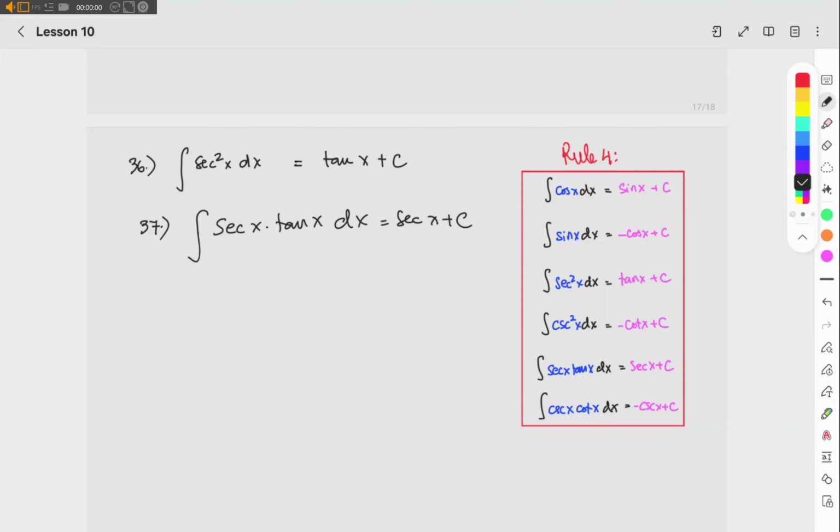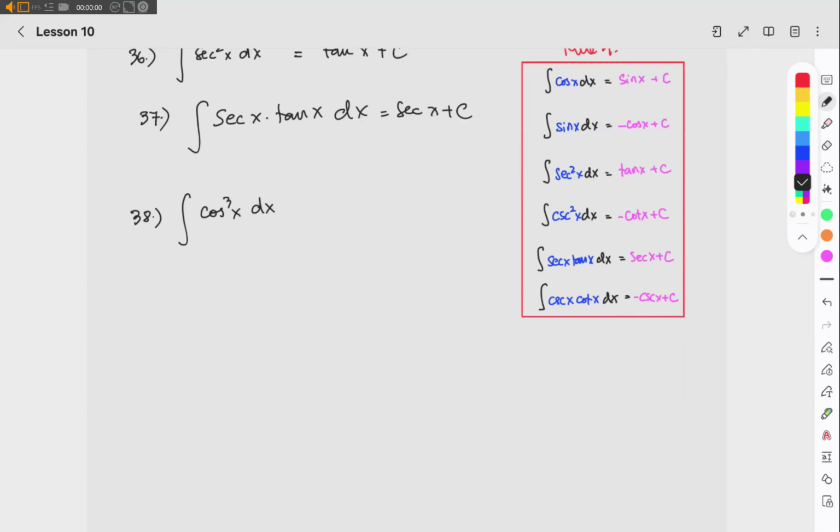All right. Let's do another example, number 38. Suppose I have an integral of cosine cubed of x dx. I want to integrate this function, cos 3 of x dx. How will one approach solving this problem? You do know you can split this up into cos of x times cos square of x dx.